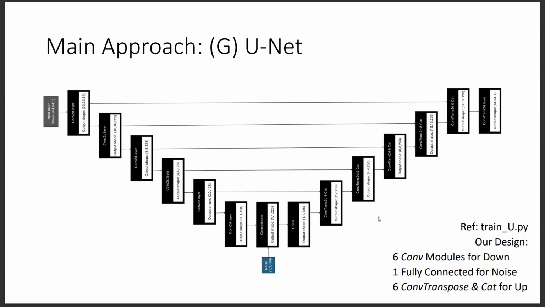Our design also consists of 6 convolution modules for the downsampling and 1 fully connected layer for the noise concatenation, and also 6 convolution transpose modules for the upconvert. The most important part is that we want to connect the previous module and the later module. This connection will ensure that we preserve the local features and the font posture.